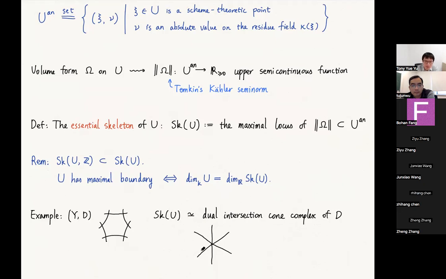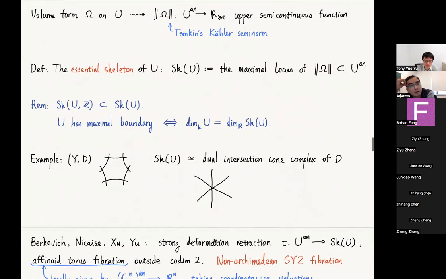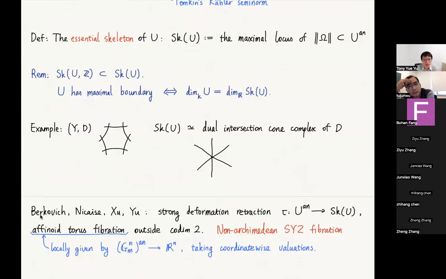In this case, it's like an umbrella. We have a ray for each component and a cone for each corner here. And then, following the seminal work of Berkovich, and then works by Johannes Nicaise and Xu, and also my collaboration with them, we can construct a strong deformation retraction tau from the analytic U to the essential skeleton. And furthermore, we show that it really looks like a SYZ fibration.